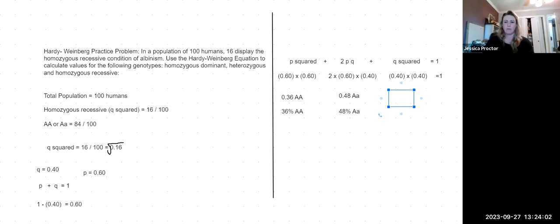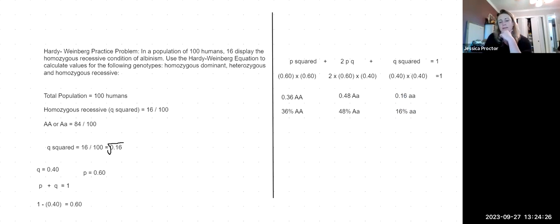Excellent, Janelle. 0.16, and that's representing the homozygous recessive portion of the population. If we want to turn that into a percentage, piece of cake, all we do is move our decimal 2 places, and that becomes 16%. So that's kind of back to the beginning of our equation. We know that 16% of our population is homozygous recessive for albinism.